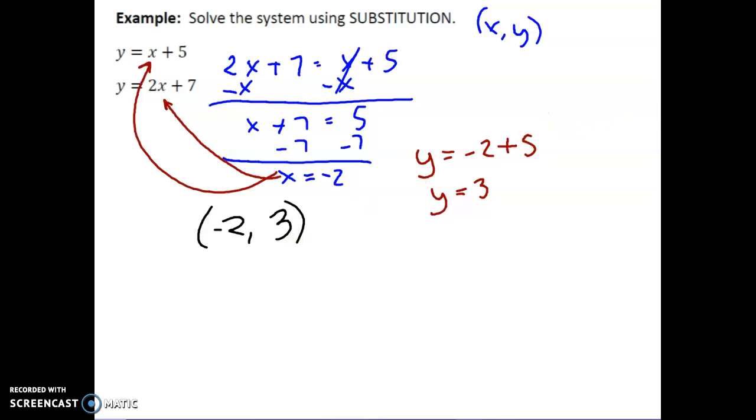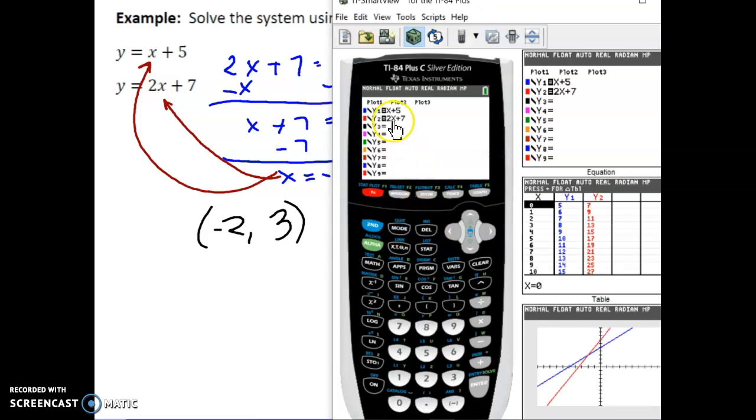Okay, let's look at our calculators and see what we have found here. So I have it already typed in for us, y equals x plus 5 and y equals 2x plus 7. And if I graph that, right, there's my two diagonal lines. And let's look at this point of intersection. So I'll calculate, go down to number 5, which is intersection.